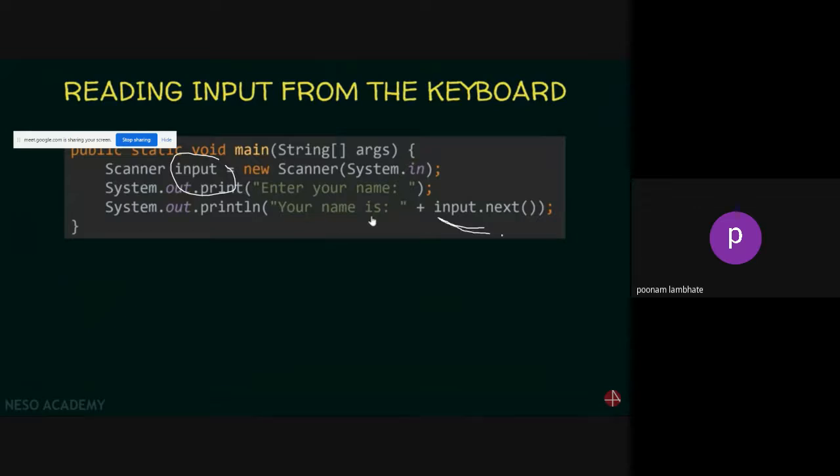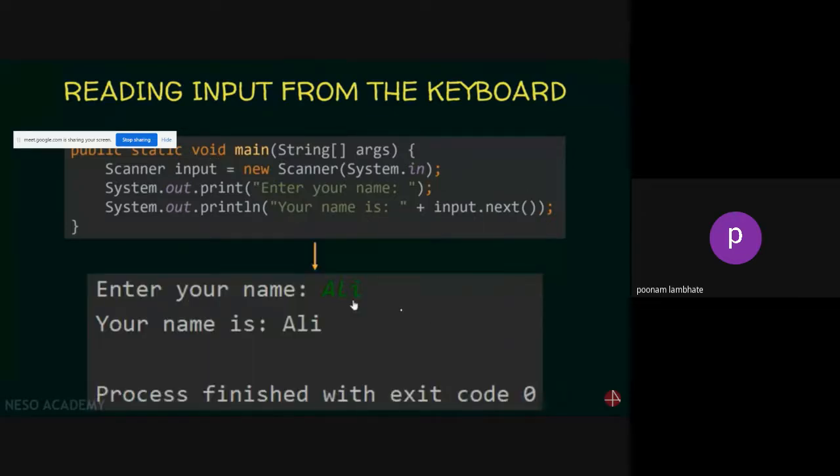So scan.next is nothing but it will hold the string value that the user enters, and it is a string, so we are concatenating it here. So your name is the string that you input. So that is the way. For example, enter your name. So this is entered, Ali, and then your name is whatever you have entered.